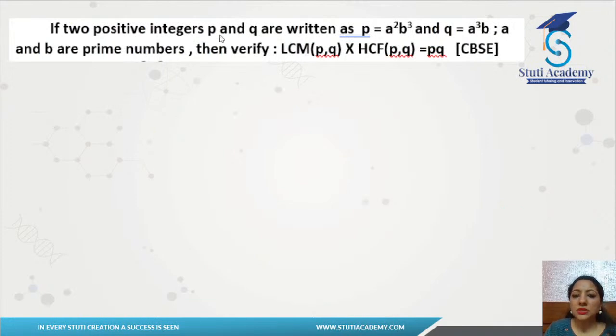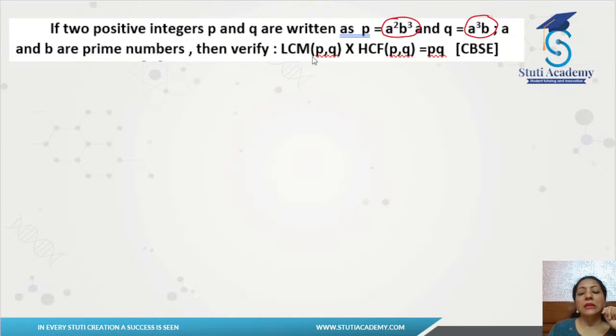Now we have two positive integers P and Q. P is expressed as a square b cube and Q is expressed as a cube b. And we already know that a and b are prime numbers. So already we have P and Q as positive integers and we have been given the prime factorization of P and Q. They're already expressed as the product of their prime factors.